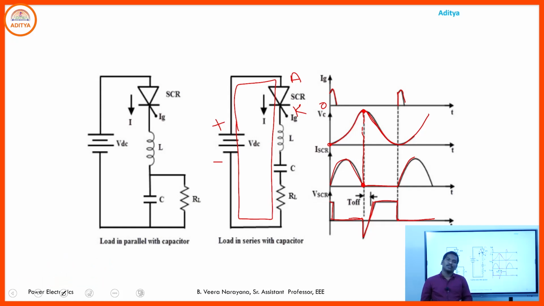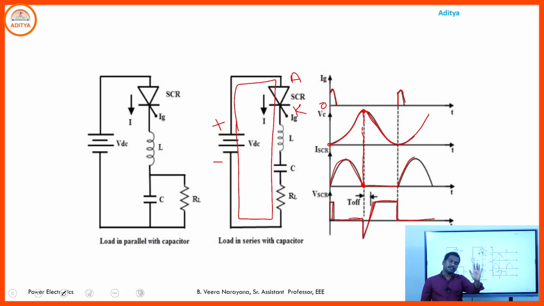If you fulfill these two conditions, at this instant the SCR will be in the off state. This type of commutation technique, class A commutation, is used in series inverters.